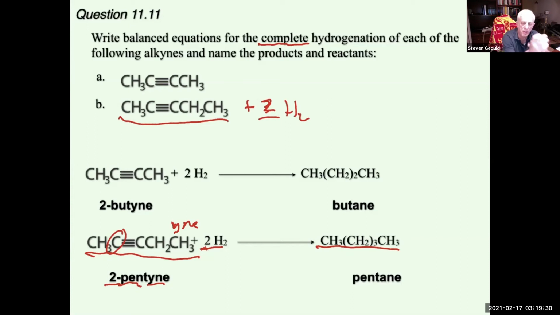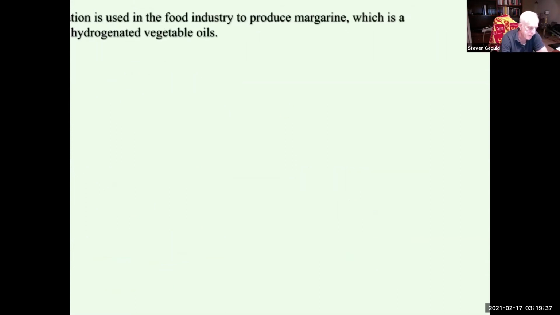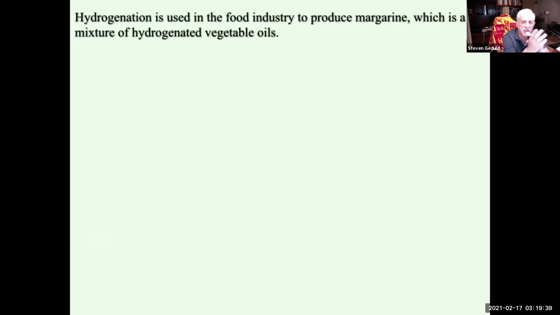Because we added hydrogen twice across that bond. We got rid of the triple bond, going into a double bond. Got rid of the double bond, we go into a single bond by adding hydrogen across the multiple bond. So hydrogenation is used in the food industry to produce margarine, which we talked about. It's a mixture of hydrogenated vegetable oils.